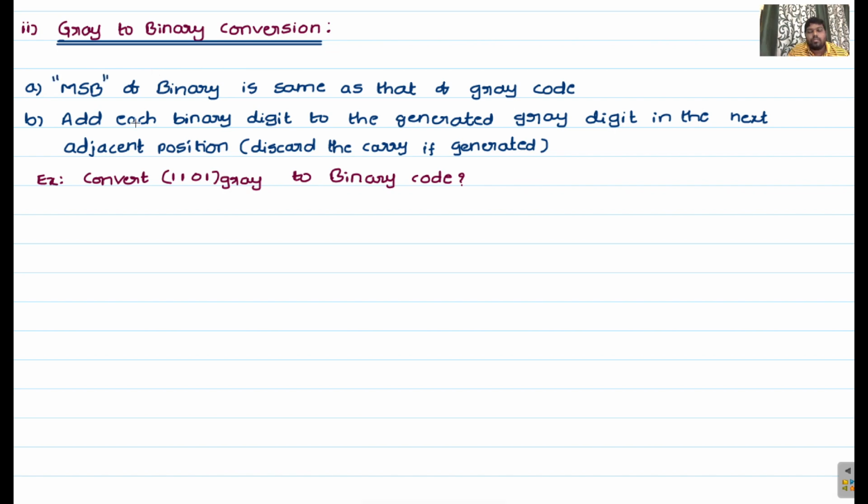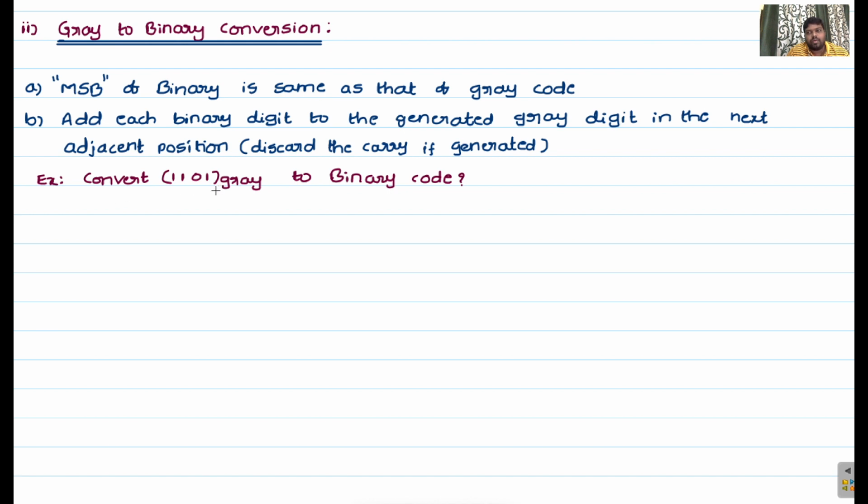Here we have two steps. The most significant bit of binary is the same as that of gray code. In binary to gray conversion also we have to consider the most significant bit the same for binary as well as gray. So here also, in gray to binary conversion, the most significant bit is the same in gray code as well as binary code sequence. And the next step is to add each binary digit to the generated gray digit in the next adjacent position. If at all a carry is generated, you can simply ignore that carry. In the previous section also it was the same thing. Even in gray to binary, and binary to gray conversion also, if at all a carry is generated, you can simply ignore that carry. Here we have one example, convert 1101.